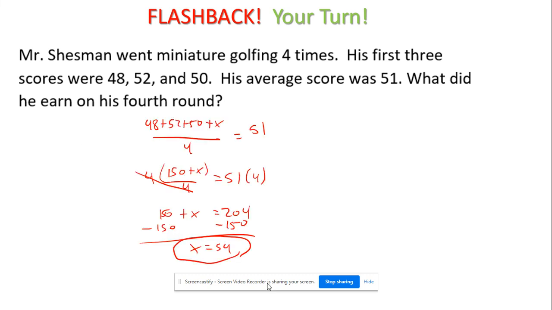Hopefully you got for your answer 54. Here's my setup. I added them up, plus x, divided by 4. Those three numbers, when you added them, were 150. Then I did my multiplying and my subtracting.